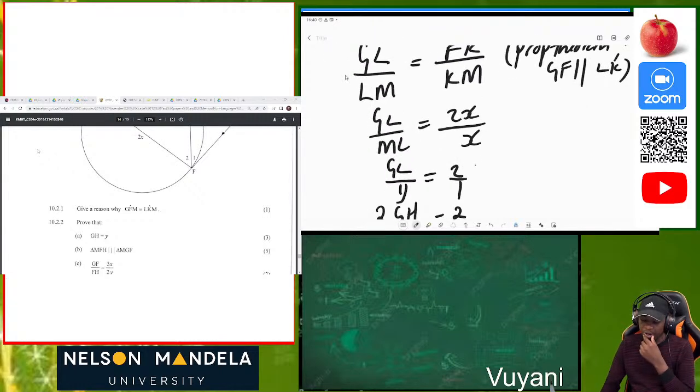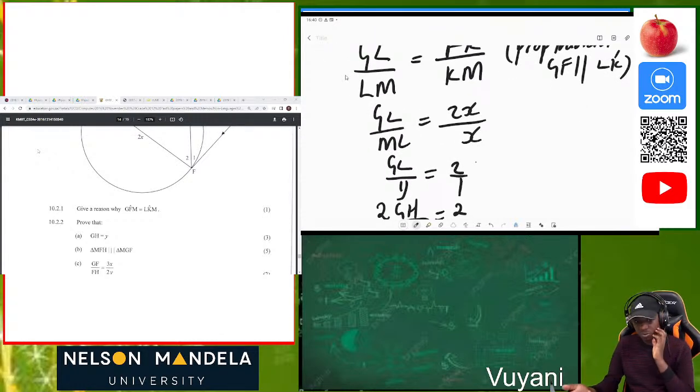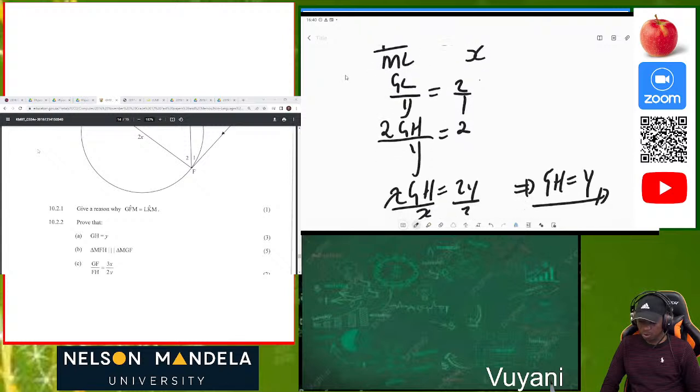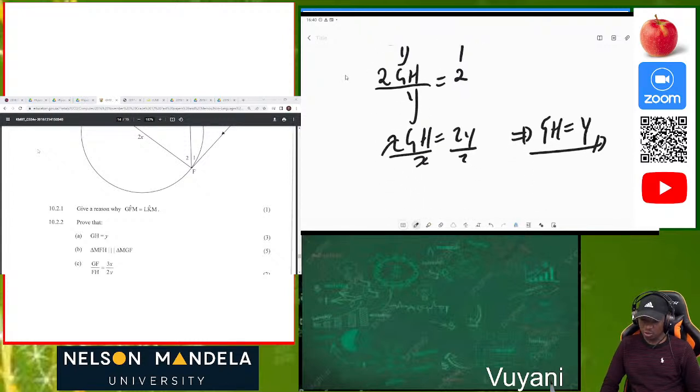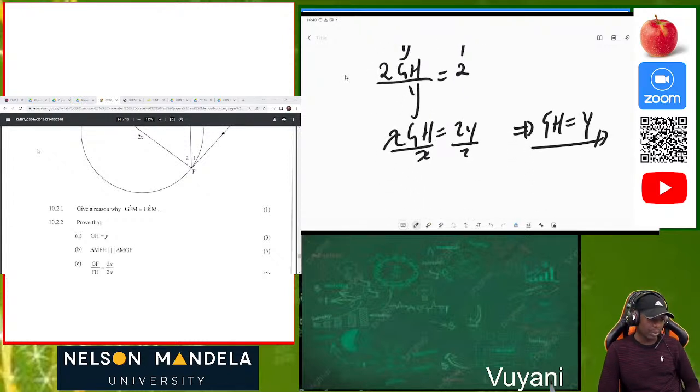Then we highlighted the fact that x divided by x is 1. Also we know that GL is the same as 2GH. So after that, we can solve and see that GH is equal to Y.